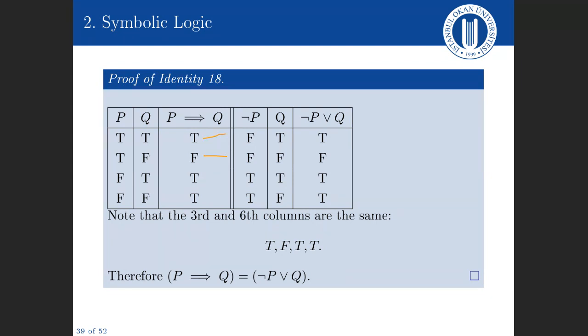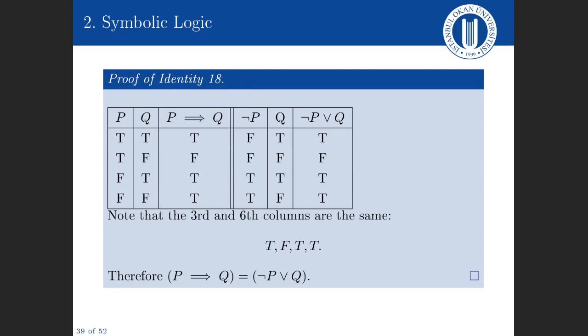P implies Q. We can copy this from the previous table. Q is just a copy. True, false, true, false. Just copy that across. And I want a not P column. Not P is always the opposite of P. So because P goes true, true, false, false, not P must go false, false, true, true.